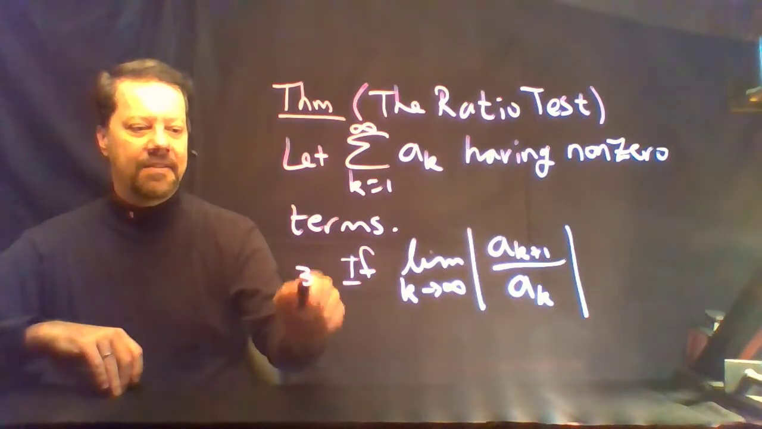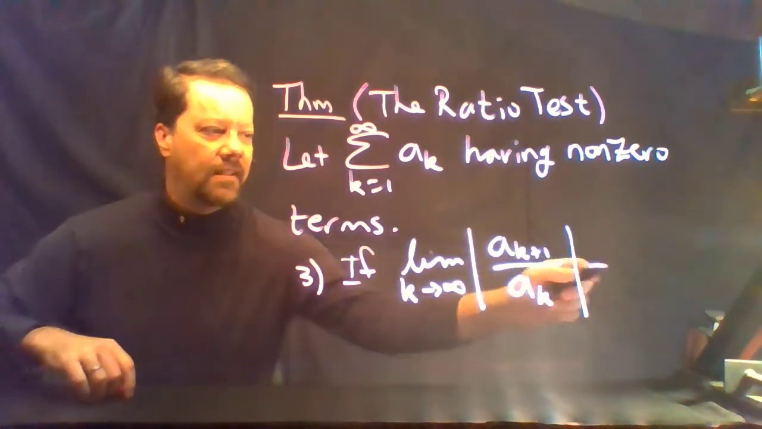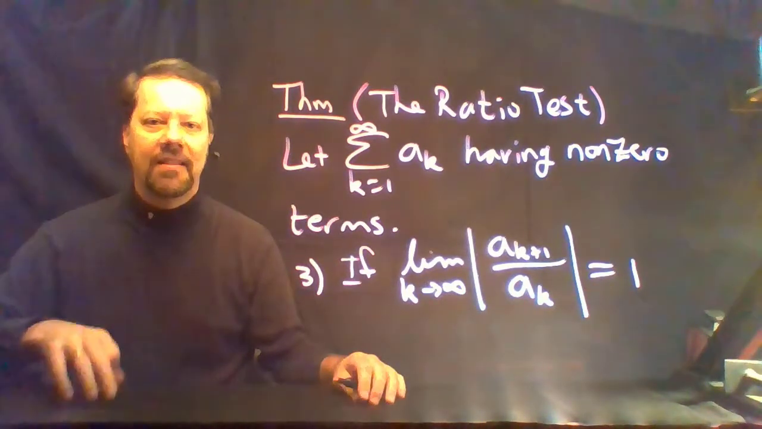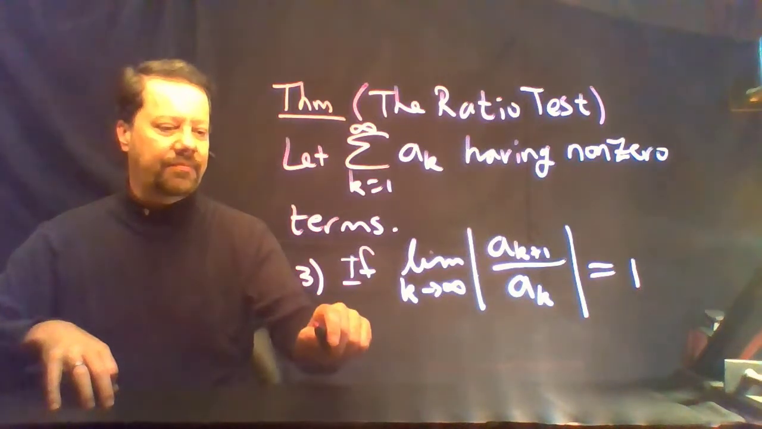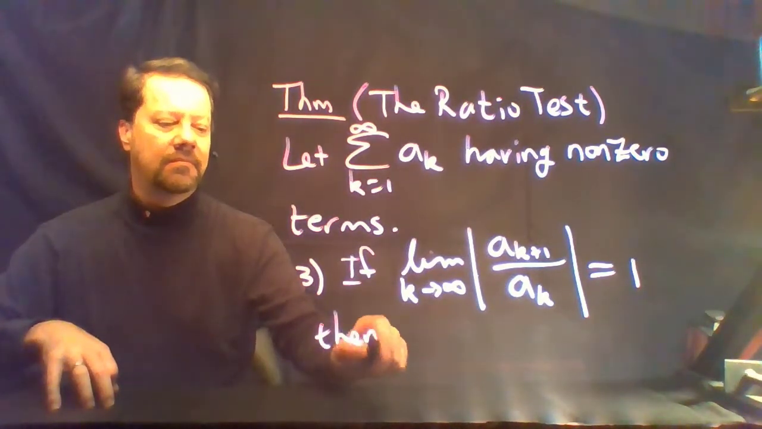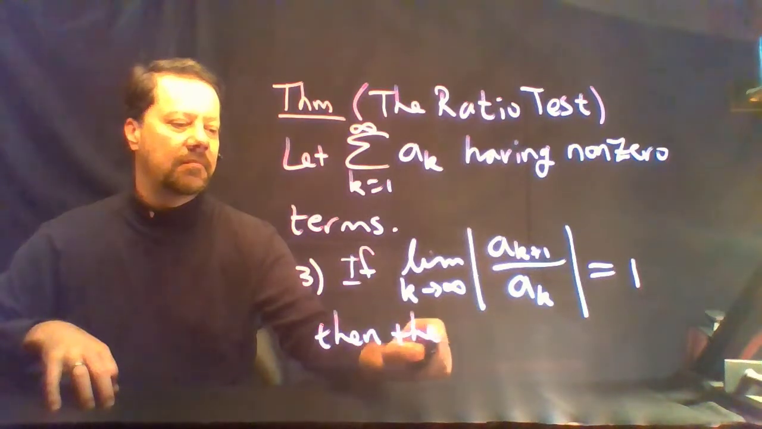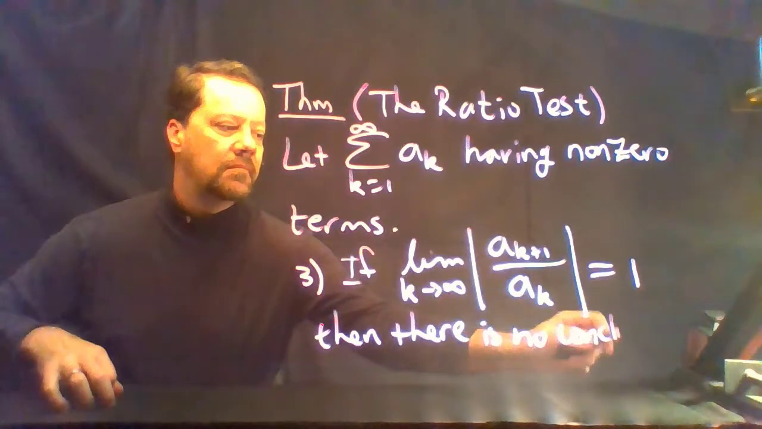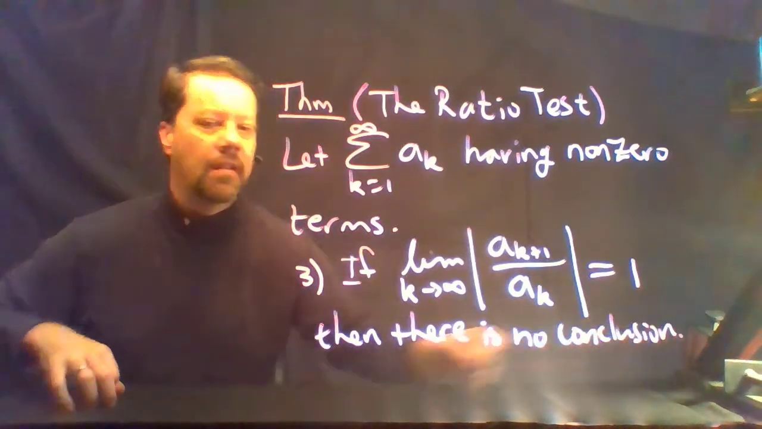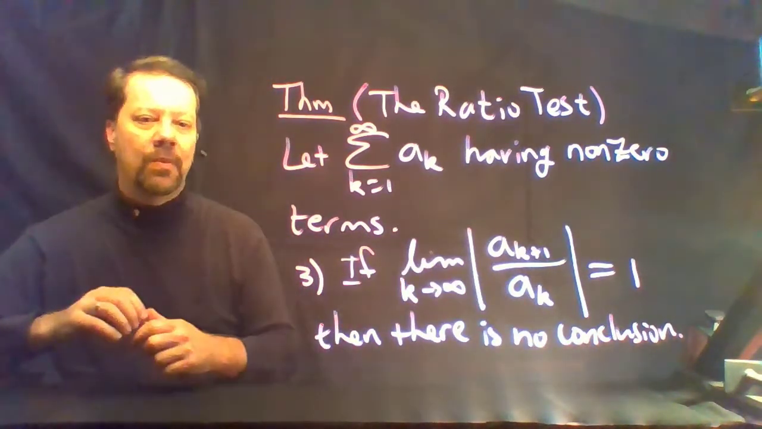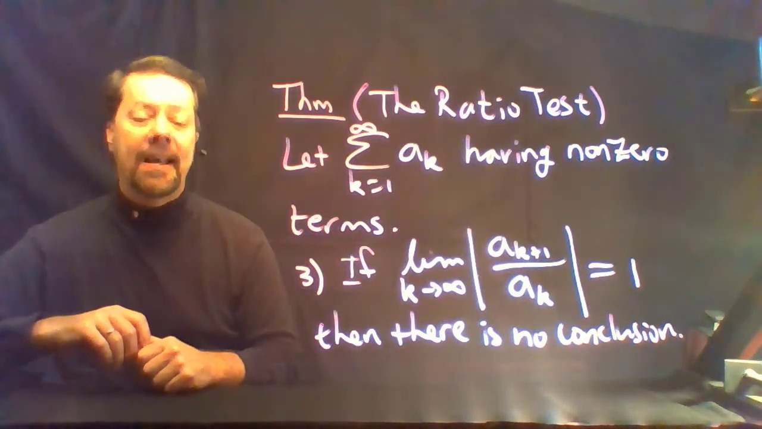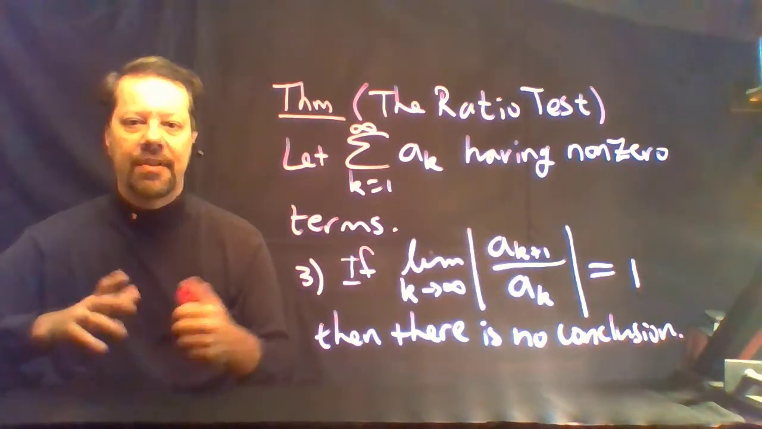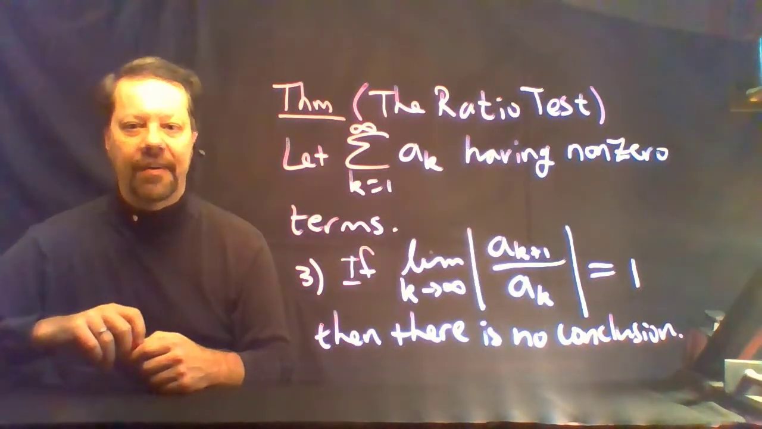By trichotomy, there's a third option. If the limit is equal to 1, then the test is inconclusive. There are examples where the limit equals 1 where the series converges, and there are examples where the limit is equal to 1 where the series diverges. So the test gives no indication one way or the other in this case.